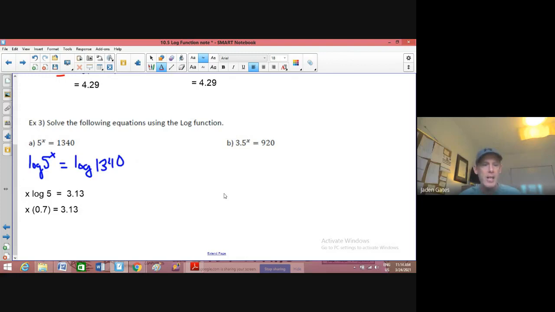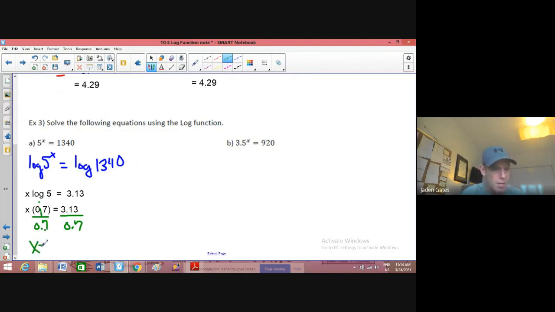And then my last step here is to divide by my numerical coefficient. Divide by this 0.7, because these two are multiplied by each other, the x and the 0.7. And of course, what I do to one side, I do to the other here. And so those divide each other out. And my x value here ends up being 4.47. So again, the log function gives us a chance to solve for an exponent, which, unless you take my grade 11 math class, you haven't done yet.